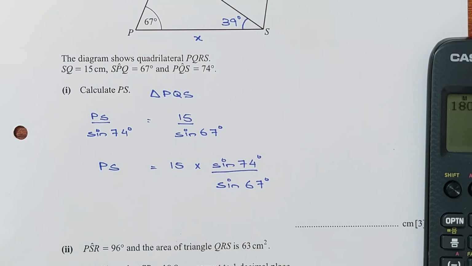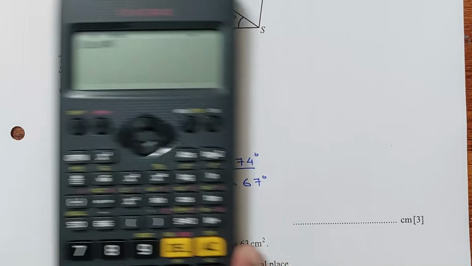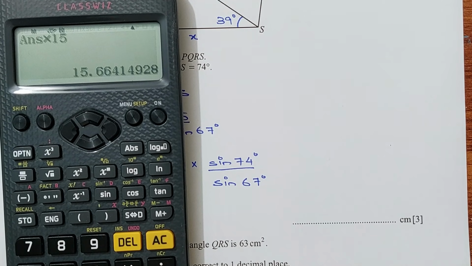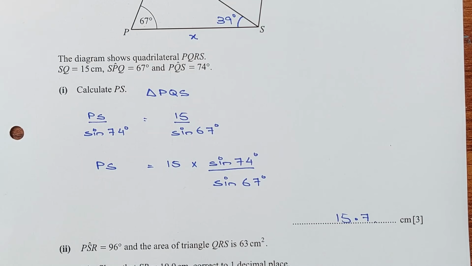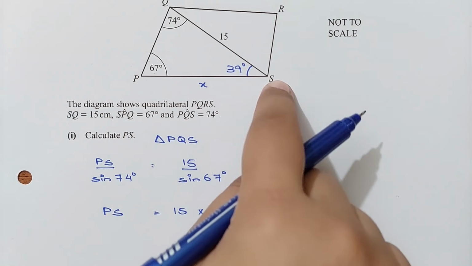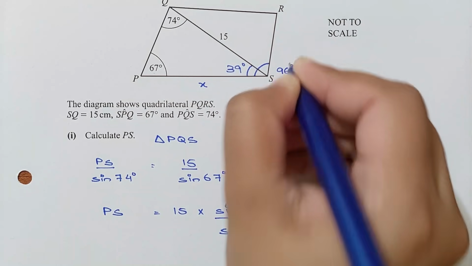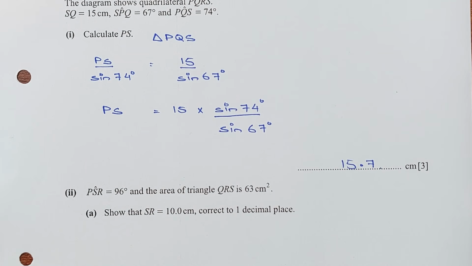All right, so let me calculate this. Sine 74 divided by sine 67 times 15 is 15.66, or 15.7 centimeter if I round it. All right, now for the second part, PSR is 96 degrees. This whole angle PSR we have been given is 96. And the area of QRS is 63.